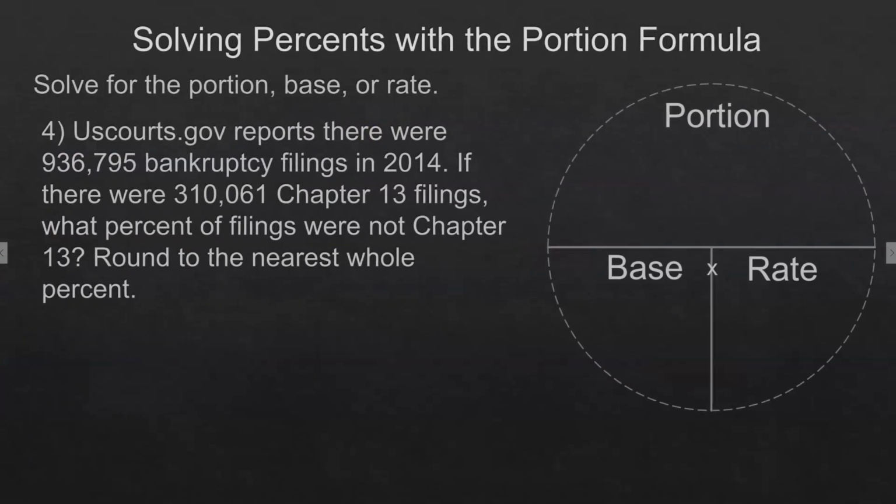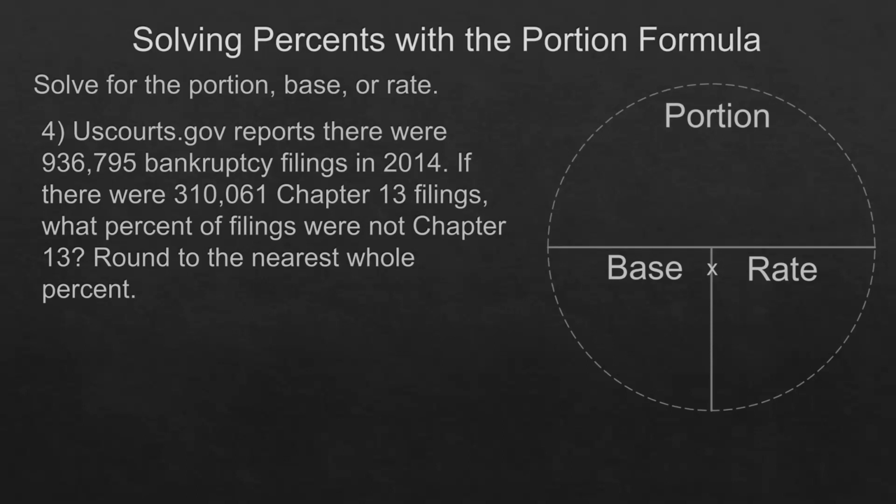Okay. All right, so this one's a little bit different because it is more of a word problem. Uscourts.gov reports that there are 936,795 bankruptcy filings in 2014. If there were 310,061 Chapter 13 filings, what percent of filings were not Chapter 13?